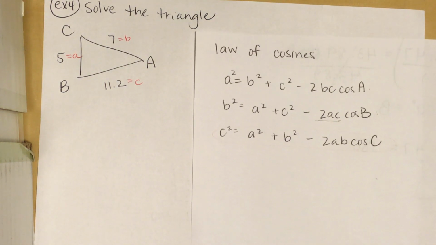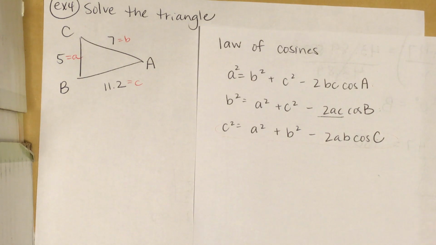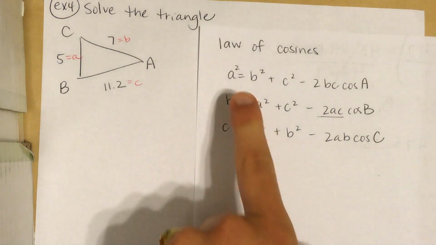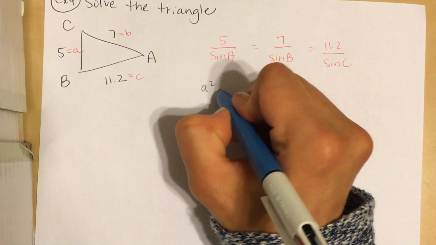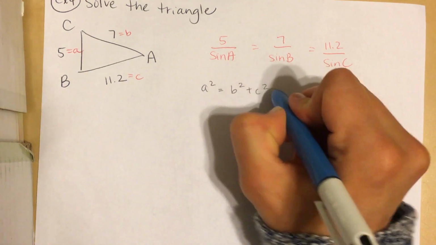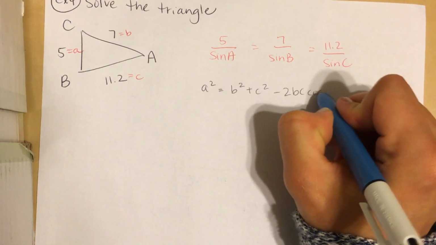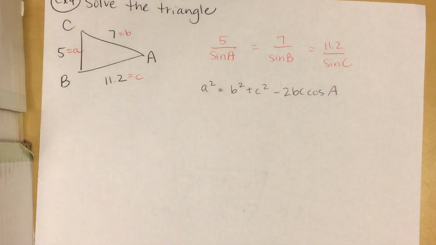I want to solve for the smallest angle first always. It's easier to just be consistent that way. So the smallest side is 5. That's A. That means I'm going to solve for angle A first. Okay, let's fill in what we know.